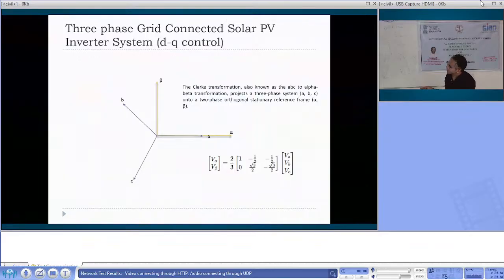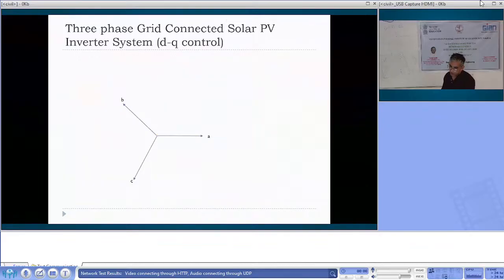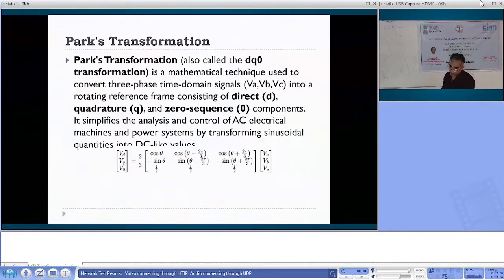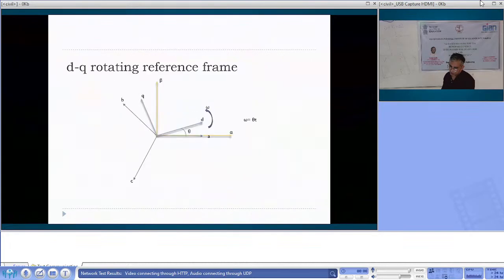ABC are moving, so you'll bring it to the stationary. So you take a projection of this ABC into alpha beta. This is your conversion matrix that you have to use, and then after that you have to use the Parks transformation.